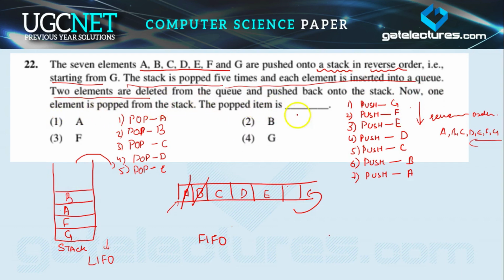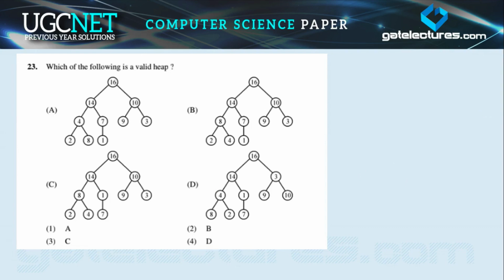The popped item is what? Now we are going to pop. So at the top of the stack, which element is present? B. So we pop B from the stack. They are asking the name of the element, so it's B. Okay, so the second option is the answer.